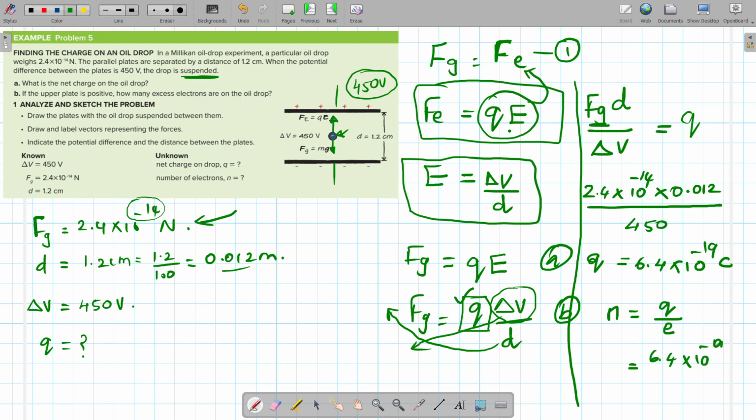6.4 × 10 to the power minus 19. What is the electron charge? 1.6 times 10 to the power minus 19. If you divide, you will get 4. So 4 electrons are here. As we know, the weight of the oil drop is very small.